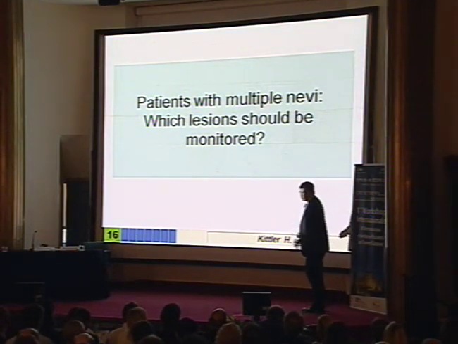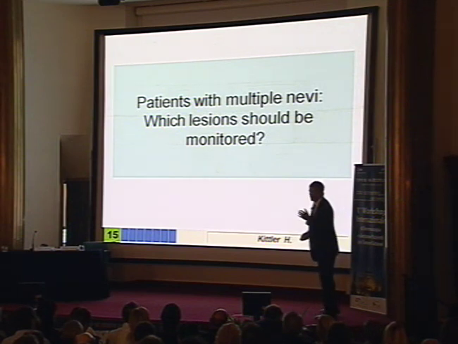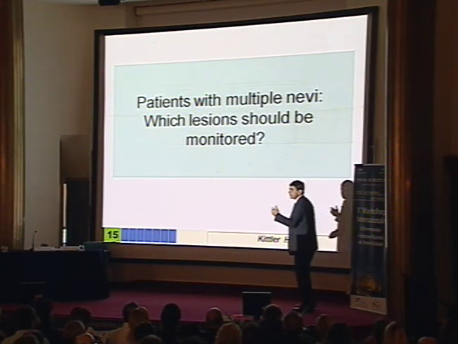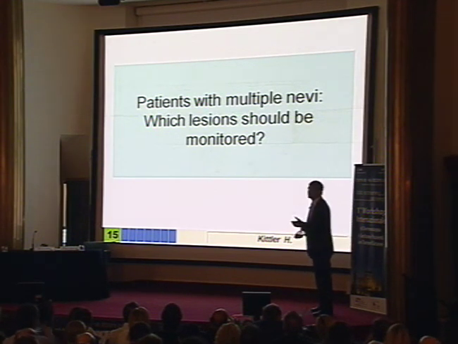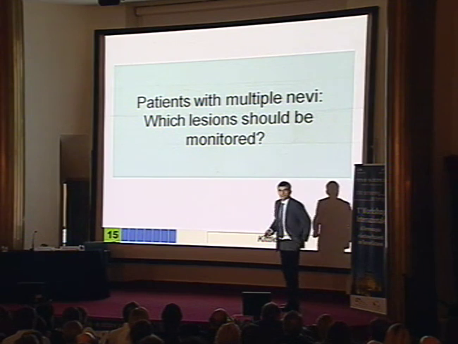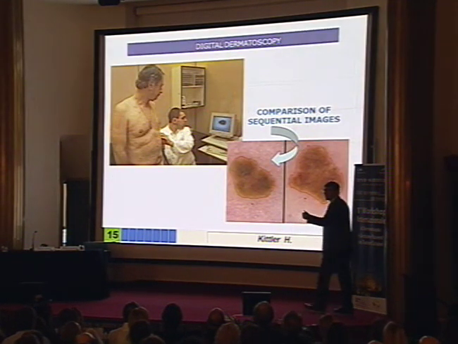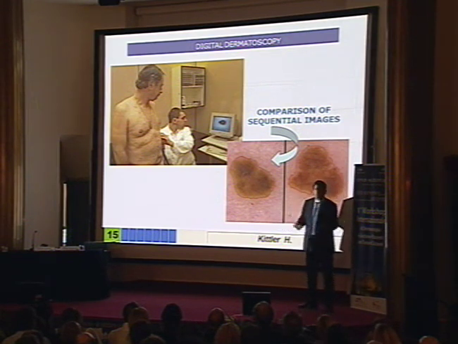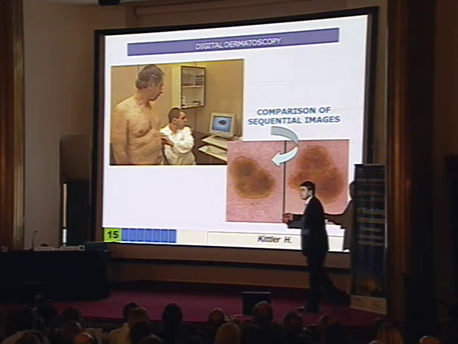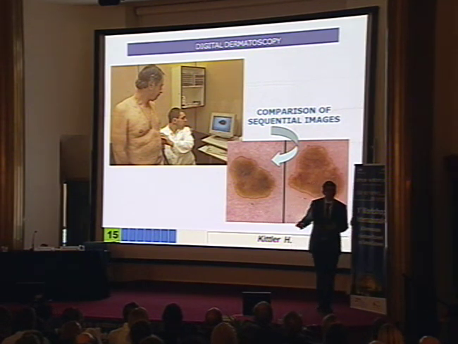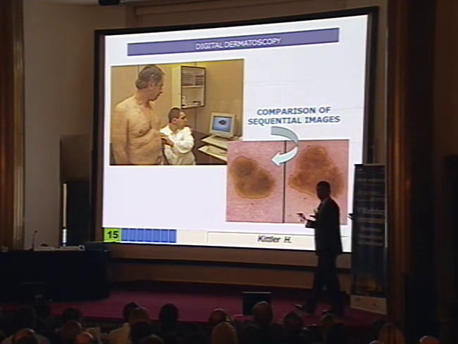And now the main question is, patients with multiple nevi, which lesions should be monitored? We have answered the question which lesions should be looked after with the dermoscope: almost every lesion. But which lesions should be monitored? You know that sequential imaging is very simple. You have a dermoscope connected to a computer, and you can easily compare images that have been taken over time. And this is the only advantage. There is no other advantage.